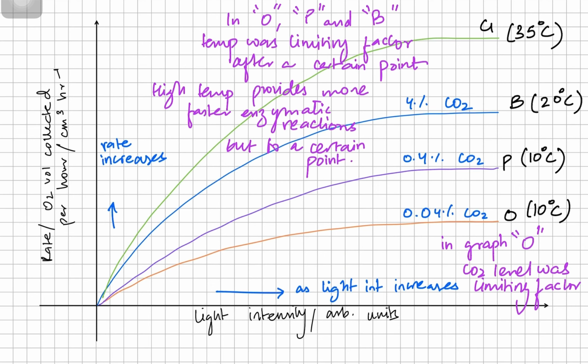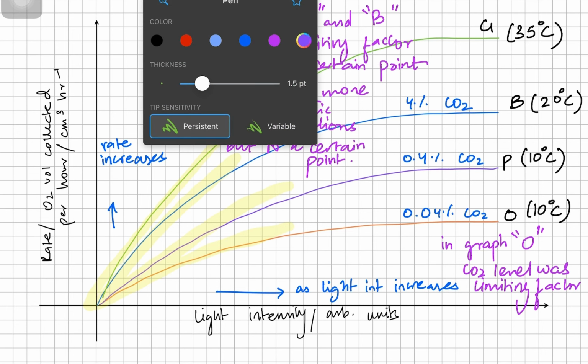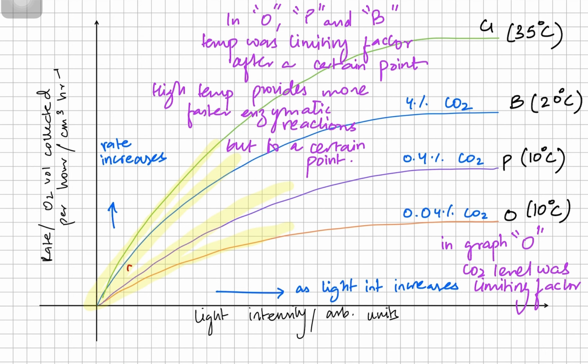Another very important thing to notice is that when the line is slanted, when the line is steep, this is the slanted portion of the line. During this region of the graph, x-axis is your limiting factor, which is light intensity. Remember, during the slanted portion of the line, when it has this angle, x-axis is the limiting factor.